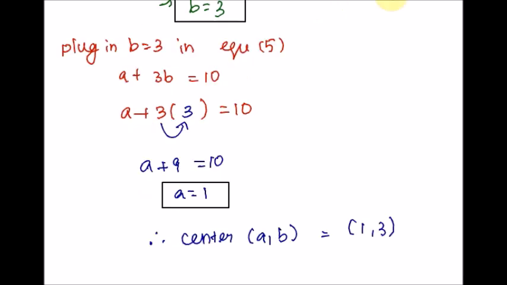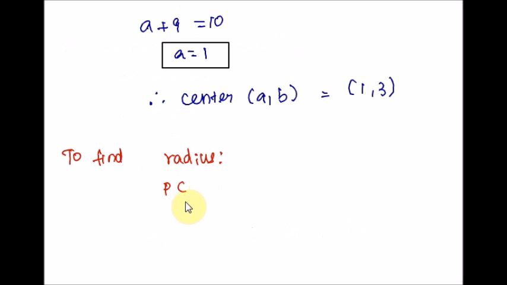Now let's find the radius. Radius is nothing but the distance between any one of the given points and the center C. We have the center value now, so you can directly use the distance formula. You can use the square root also. I'm going to find the distance between the point P and the center C. P is (2, 1) and center is (1, 3).